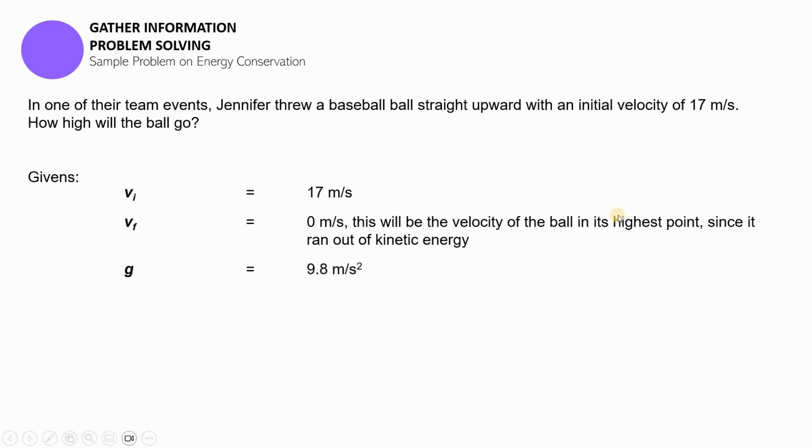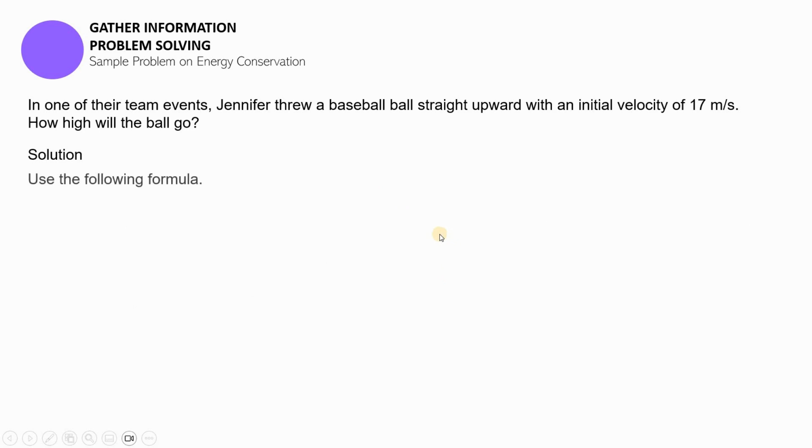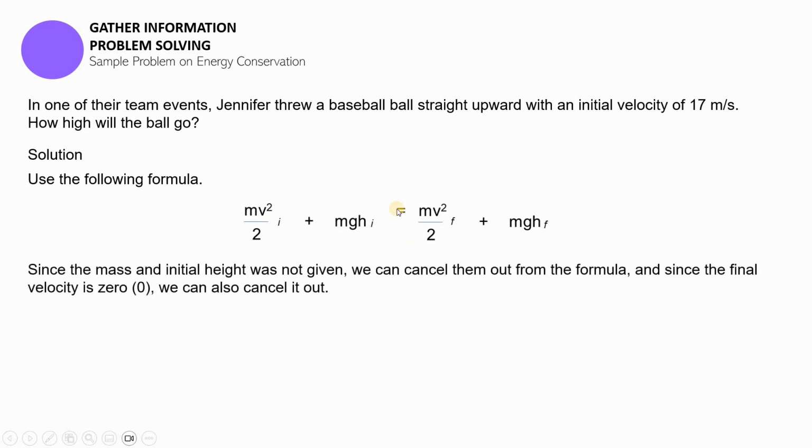The next given, which is a constant, is 9.8 meters per second squared because we're dealing with gravity here, so we have to put the acceleration due to gravity. The missing factor is the final height, or the height of the object at its highest peak. For the solution, we use the whole formula, the one from the previous problems. But this time, since the mass was not given, we can just cancel it out from the formula. If mass is sitting beside the acceleration due to gravity, we can also cancel it out. So we'll be left with the following. It's going to be Vi squared, since there's no more mass, divided by 2g, equal to Hf.